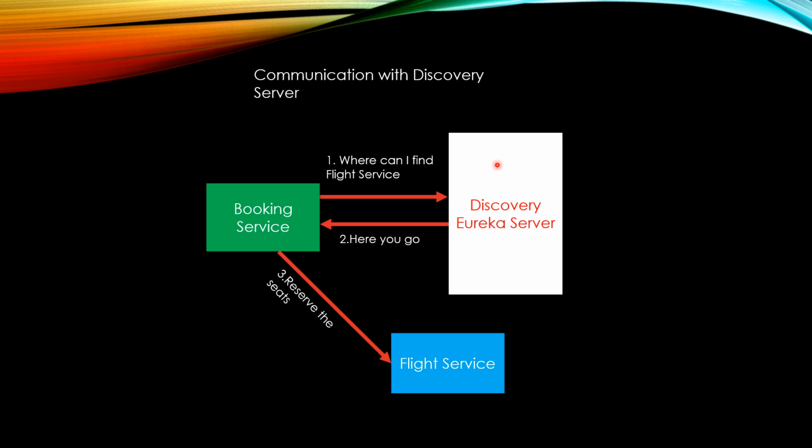So for example, if you see in this picture, the booking service will try to ask where can I find the service, right? Which service does it want to communicate with? The flight service. So it is asking this question to the discovery server, and the discovery server is responsible for providing the details of the flight service. And once this information is provided by the discovery server, the booking service will communicate with the flight service using the appropriate method.